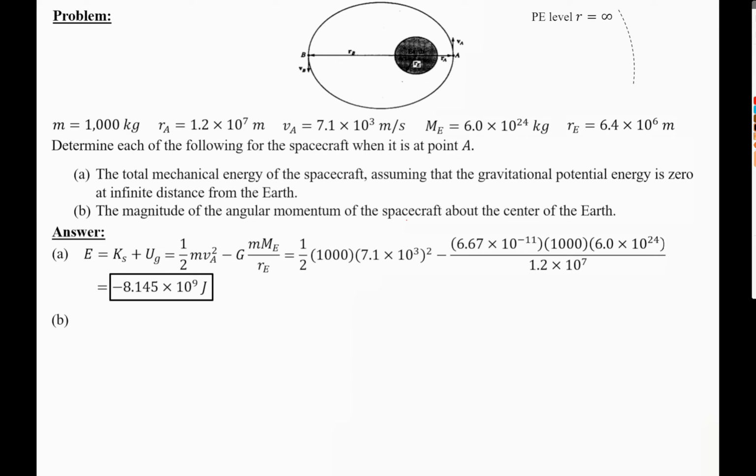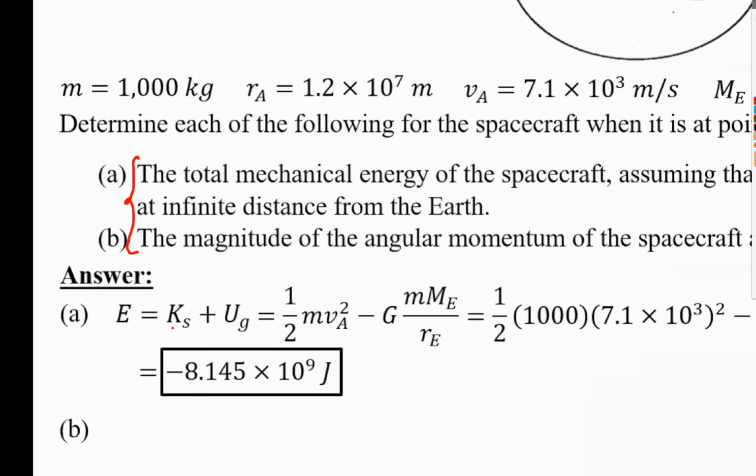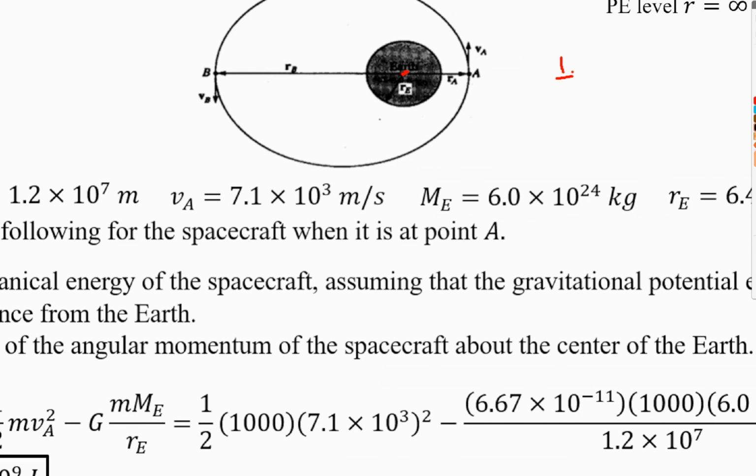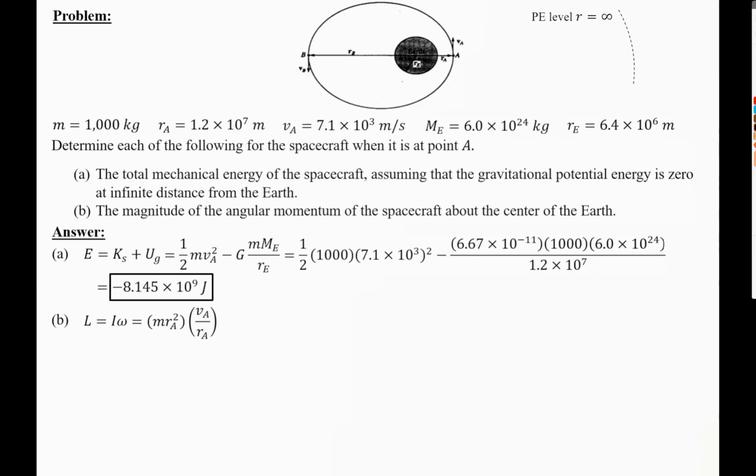Now for part B, they're asking for the magnitude of the angular momentum of the spacecraft about the center of the Earth. Remember that if you want to calculate these two quantities, there's no need to mention any law, because we're just calculating the quantities. The angular momentum is given by I omega. We know that I for a spacecraft about this axis of rotation is given by m r squared, and omega is given by v divided by r. Replacing them and applying the cancellation, we have the mass, we have RA, we have VA, and we will get the following number. And remember to be careful with the units.